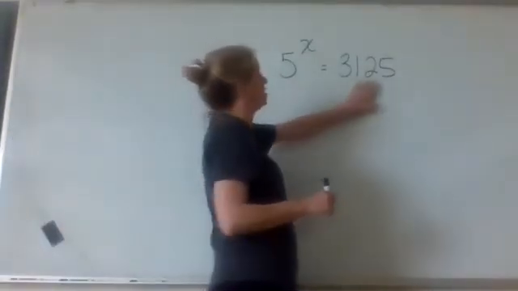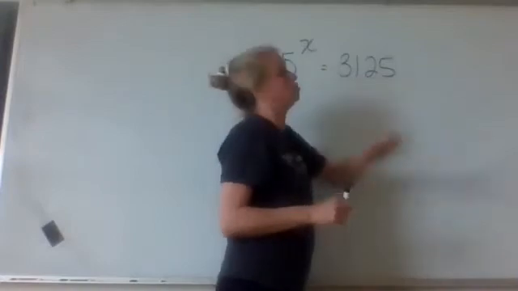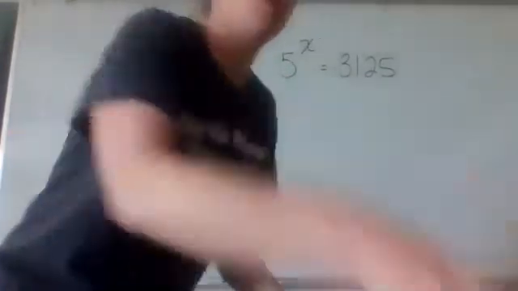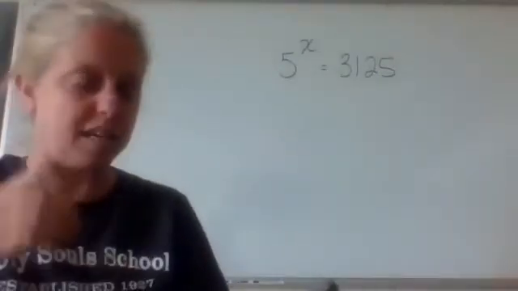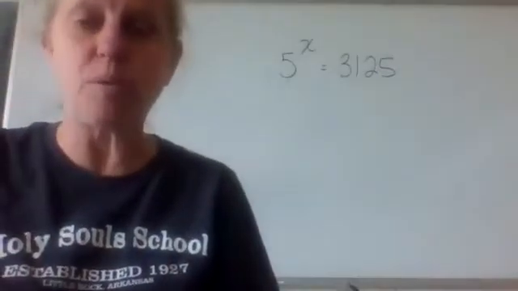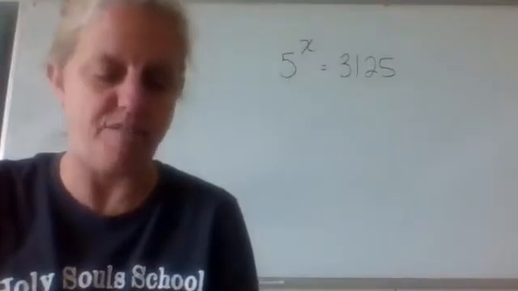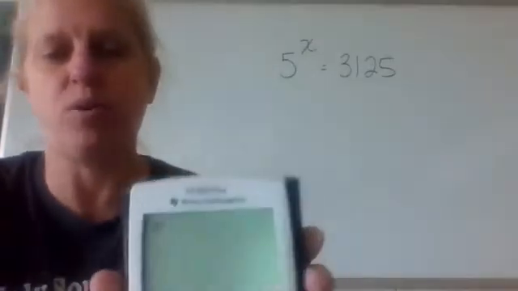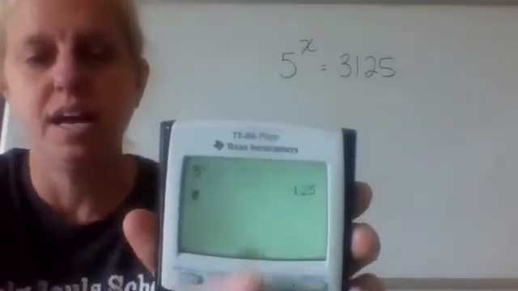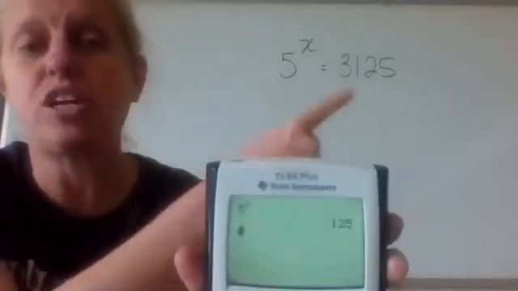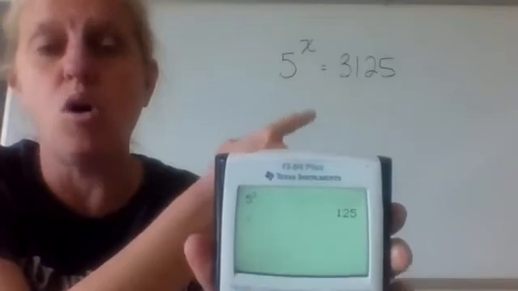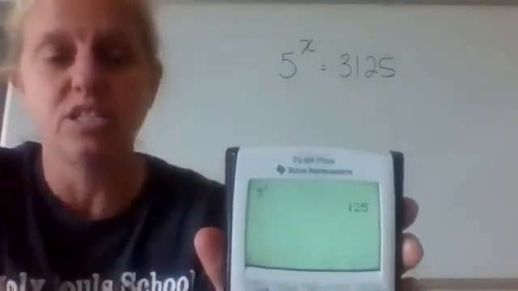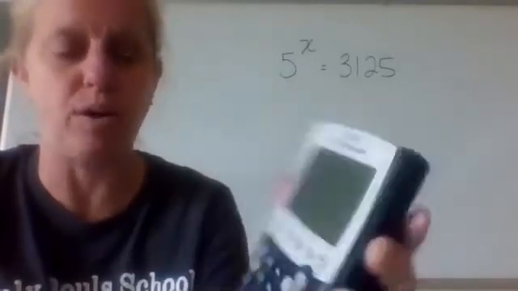So if I can rewrite this side instead of 3,125 as 5 to a certain power, I'm going to do that. Okay, so in my calculator, I'm just going to start checking. Let's see, 5 to the 3rd power. So I just need to go higher. I'm either going to land on 3125 at some point, or I'm going to pass it. So let's try 5 to the 4th power.